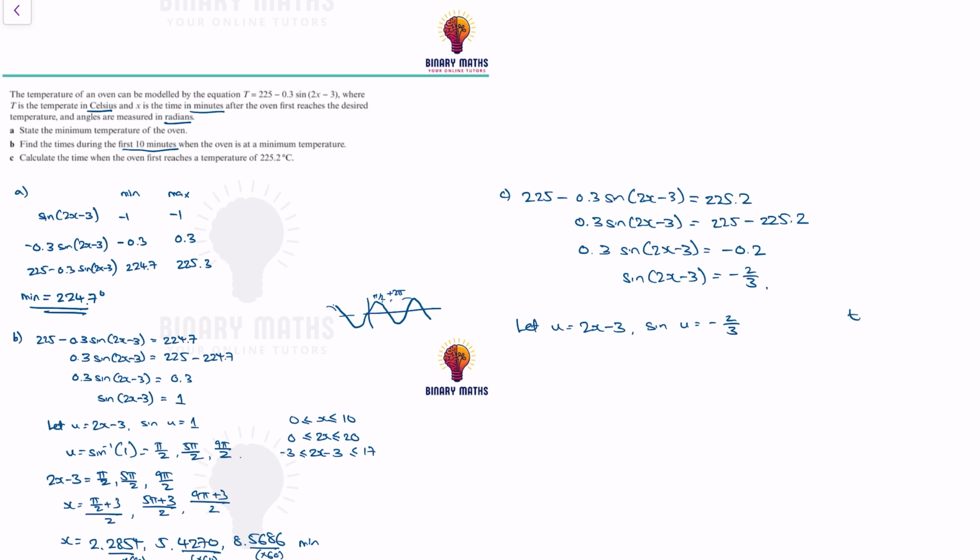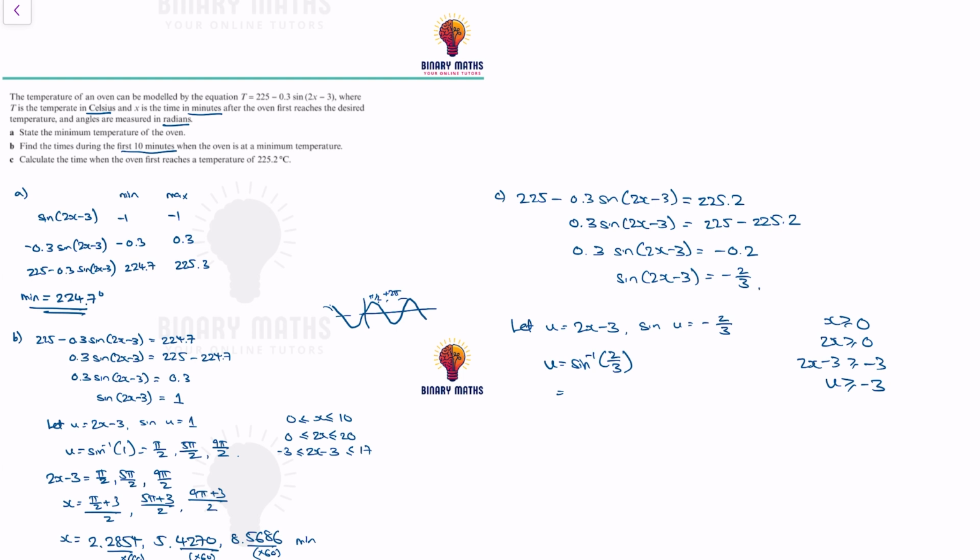The only condition we have is x is greater than or equal to 0, which means 2x is greater than or equal to 0, which means 2x minus 3 is greater than or equal to minus 3. Which means u is greater than or equal to minus 3. So u is equal to inverse sine of negative 2 over 3. We need it greater than or equal to minus 3. So when we input that into a calculator, we get minus 0.7297.